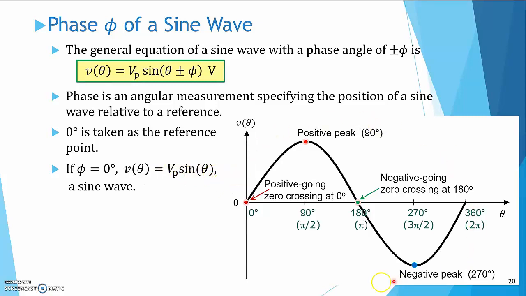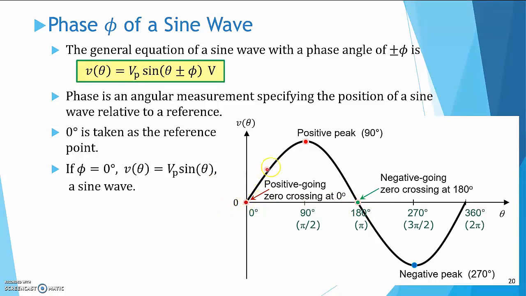In this figure, 4 points are highlighted: the positive peak, the negative peak, and the 2 zero crossing points. These two are zero crossing points because at 0 degree and 180 degrees, the magnitudes are equal to 0.